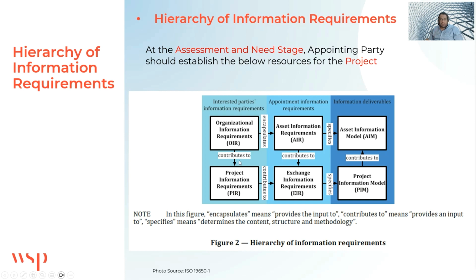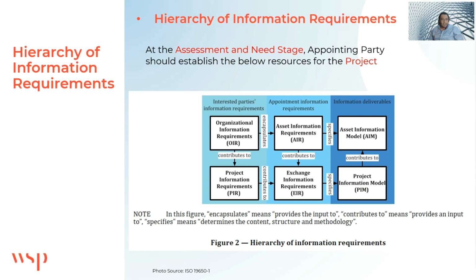So the client will have an organizational information requirement, and then from it they will develop a project information requirement, which is generic for the whole life of the project, and then they may customize it or filter it based on the specific appointment, and then give this document to the appointed party as the exchange information requirements. On the other hand, they also develop an asset information requirement and give it to the appointed party to deliver their asset information model.